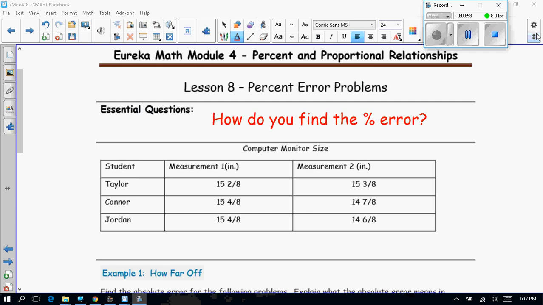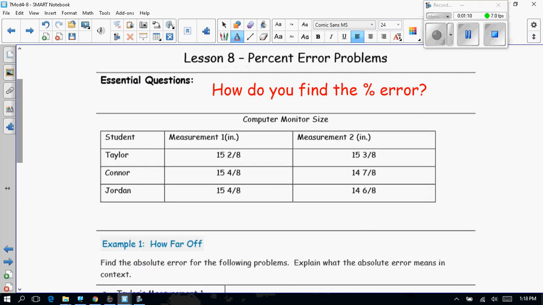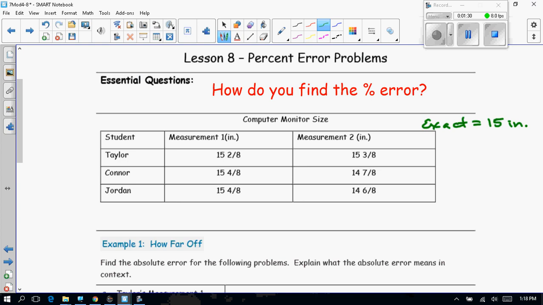Let's take a look at this. We have 3 students, Connor, Taylor, and Jordan, and they're measuring the length of a computer across the diagonal. They take their measuring tape and measure it, and these are the different measurements they have. The computer monitor is the actual, or the exact. It was a 15-inch monitor. By the way, monitors are measured across the diagonal from the top down to the bottom.